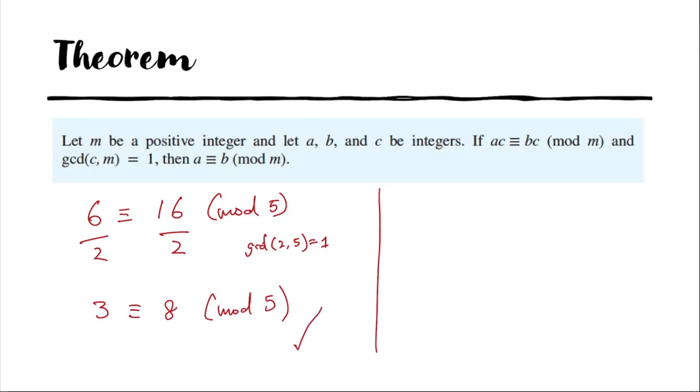Now, if you look at another example, we still have 6 congruent to 16. Now, instead of mod 5, let's do mod 10. Between 6 and 16, we can still divide by 2. And if you look at the GCD of 2 and 10, what's the GCD of 2 and 10?